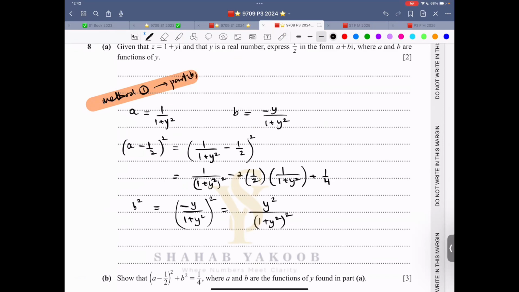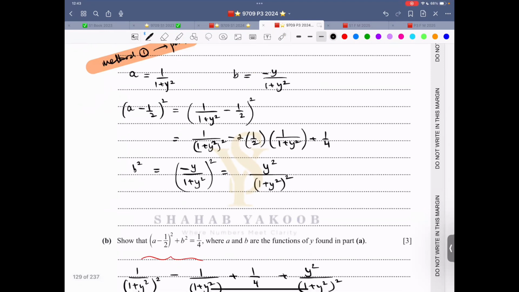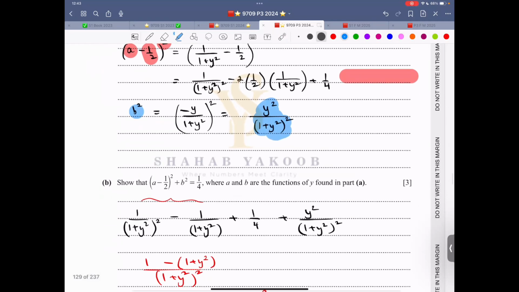It says A is 1 over 1 plus y square. Just plug it in over here. 1 over 1 plus y square minus half. I'm just focusing on this, the red part. So therefore, this is A over here. This is (A minus half) whole square. This comes out to be all this thing over here. And then we have B over here. So B square is this thing square, and that is over here. Got it? So now when I am adding these two, it should equal 1/4.